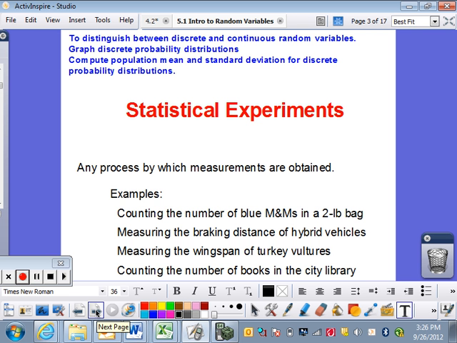So what are statistical experiments? Simply any process by which we gain a measurement or obtain a measurement. So it can be one of two things happening. You're either going to count or you're going to measure. So a few examples: counting the number of M&Ms, measuring a braking distance, measuring a wingspan, counting the number of books. So there's two main differences with variables.